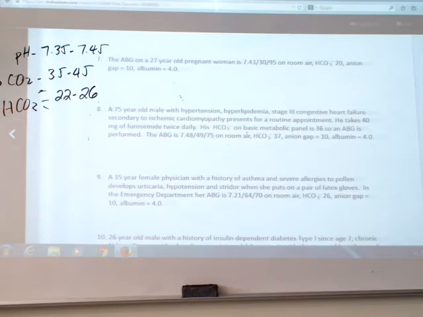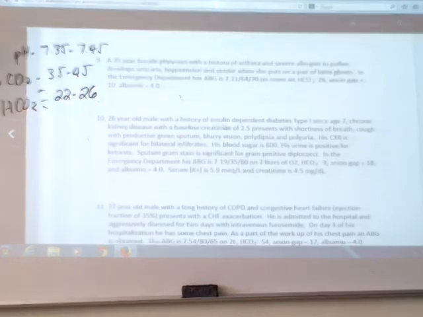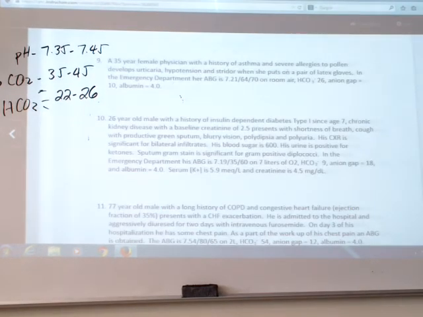Okay? What about this one? Asthma. So I know it will be respiratory. Obviously respiratory acidosis, right? Respiratory acidosis, and the kidneys are trying to compensate. Compensating.